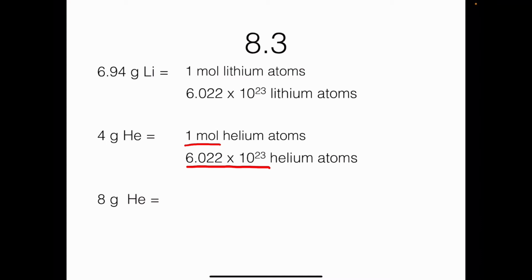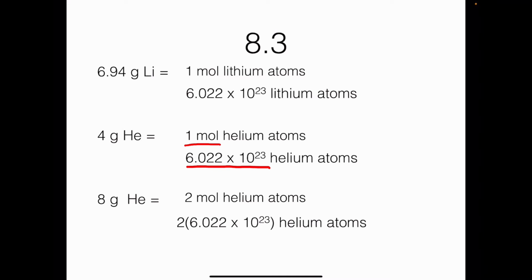If I'm looking at 8 grams of helium, you don't even have to do much of a calculation here to determine what the answer is, because we know that 4 grams of helium was 1 mole, therefore 8 grams of helium are 2 moles of helium atoms. How many individual atoms is that? Twice Avogadro's number, 2 times 6.022 times 10 to the 23rd helium atoms. Remember, if you are being asked to calculate something very tiny, like an atom or a molecule, that's when you need to use Avogadro's number, because we need a very, very large amount of things that are so tiny.